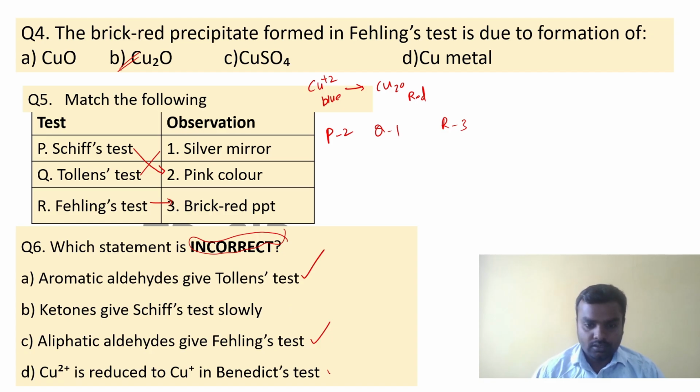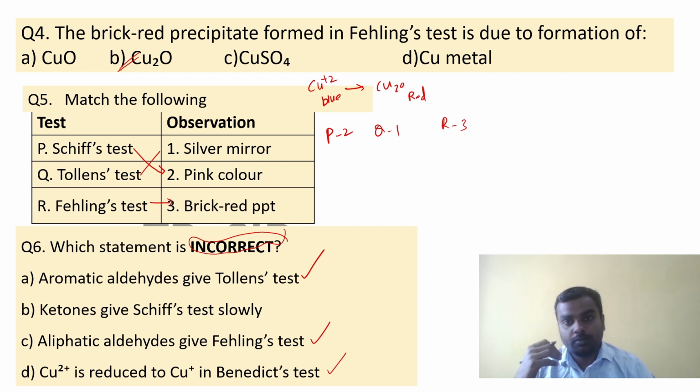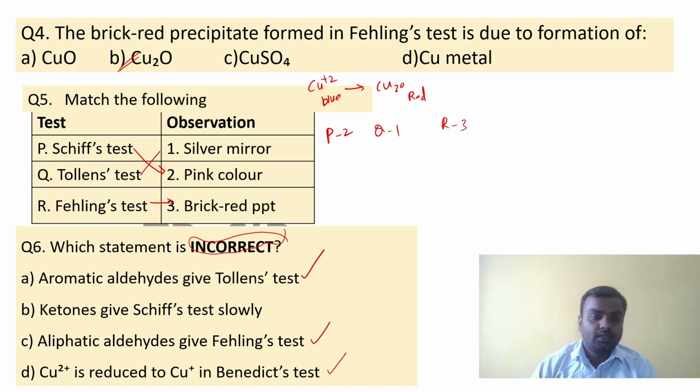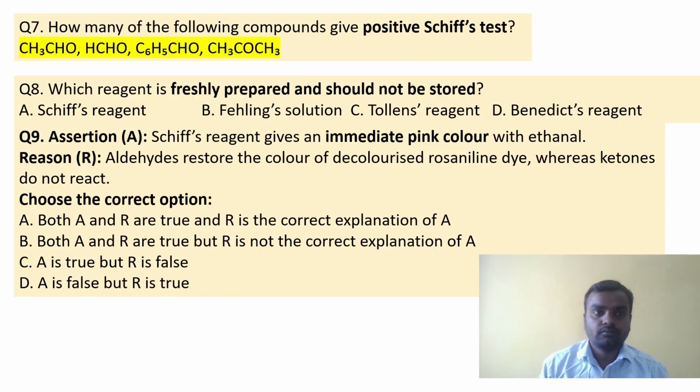Copper 2 plus is reduced to copper plus 1 in the Benedict test. Yes, this is also correct. In the Benedict test, copper 2 plus is converting into copper plus 1, but ketones will not give the test in this case. Aromatic aldehydes give the Tollens test, aliphatic aldehydes give the Fehling's test, copper 2 plus is reduced to copper plus 1 in the Benedict test. So B will be the incorrect statement.